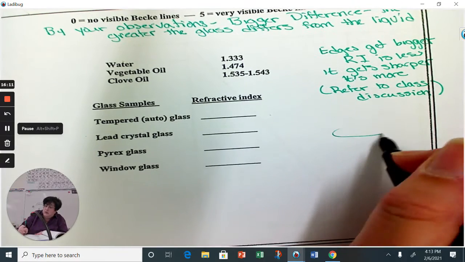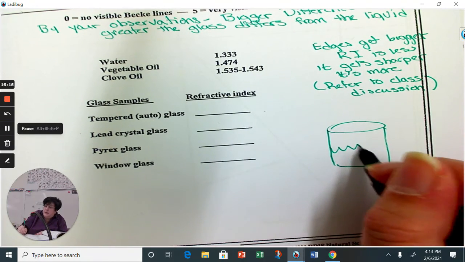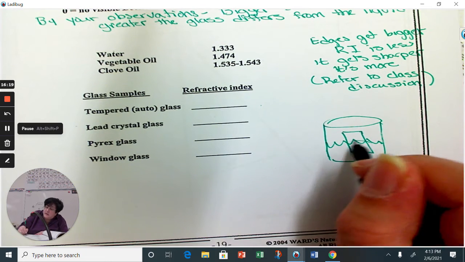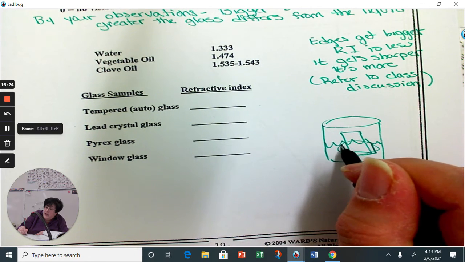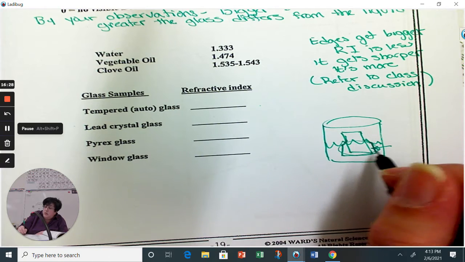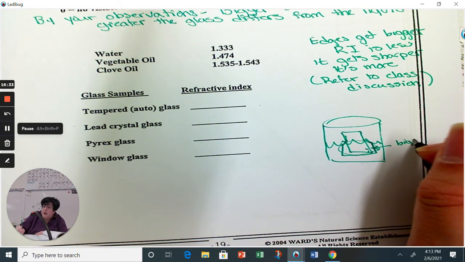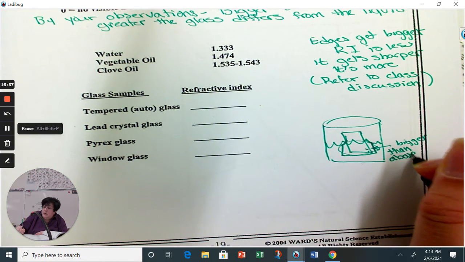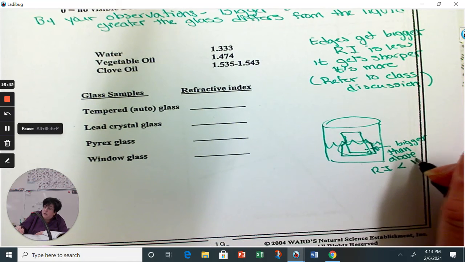So I'm going to have a little container that's going to have oil in it. I'm going to put the piece of glass in it, and you're going to look and see, does it disappear? Does it go out like this and it looks like it's fat and then it goes back like that? If it gets bigger and it's fat, the refractive index of the glass is less. Okay, bigger than above, then the RI is less than the liquid.